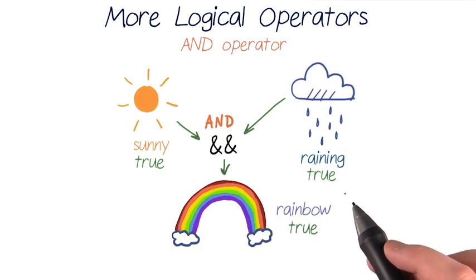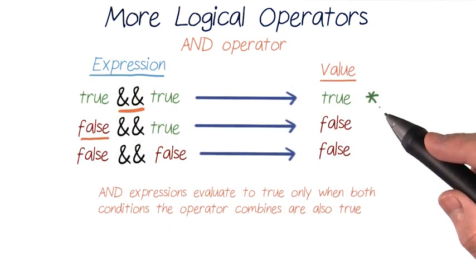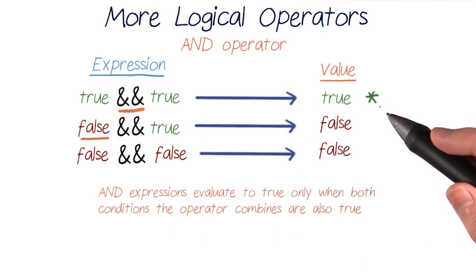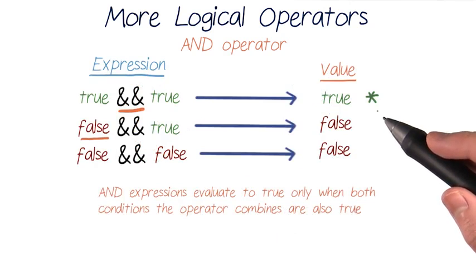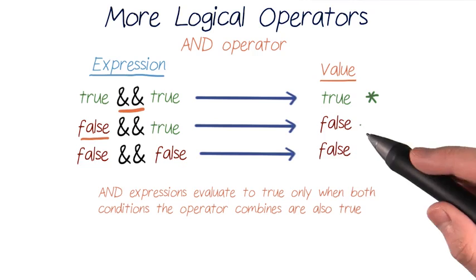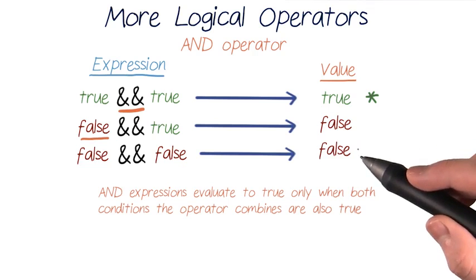And this is like how an AND operator works to produce a true value. For an AND expression that combines two test conditions, both of its conditions must be true for the whole expression to evaluate to true. And in any other case, the expression will evaluate to false.